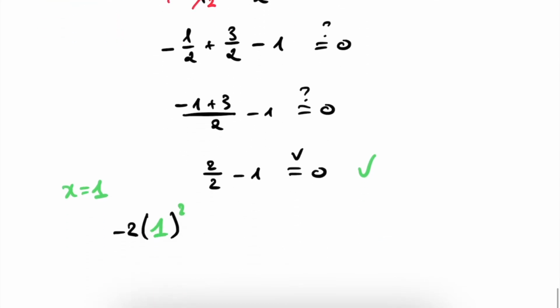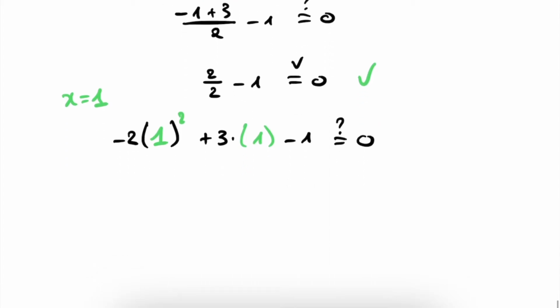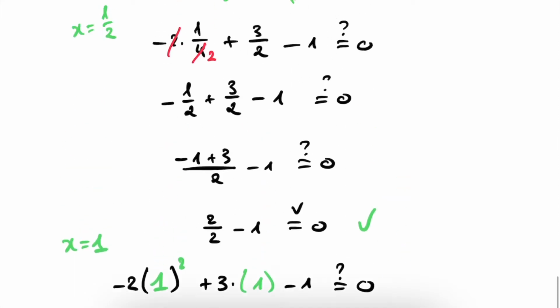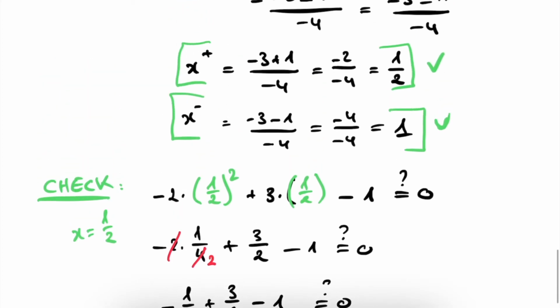What did we add then? So plus 3 times x, but x is just 1. And then our constant term was -1. And is this equal to 0? And this will be going much faster, because 1 squared is just 1. So we get -2. 3 times 1 is 3, plus 3 minus 1, and this is indeed equal to 0. So both of our solutions are correct. We didn't make any mistakes.